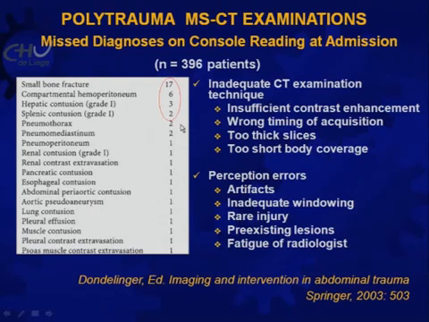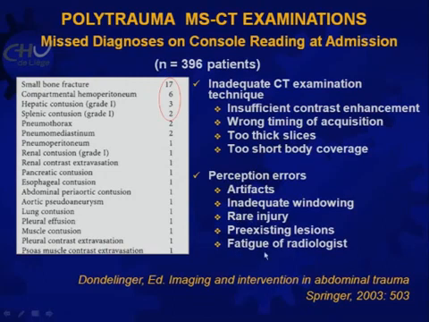What are the reasons of not seeing those injuries? Well, they can come from the technique, from the machine: insufficient contrast enhancement, you may not see extravasation; wrong timing of acquisition, you are not doing delayed scans, you do not see the rupture of the renal pelvis; too thick slices, you do not see a small pseudoaneurysm; too short body coverage, particularly in the perineum. All the perineum has to be completely covered. And then, concerning the doctor: artifacts, inadequate windowing, rare injury, pre-existing lesion, and fatigue, also fatigue. People working for 10 hours, 12 hours, that's too much, and they miss important diagnosis.